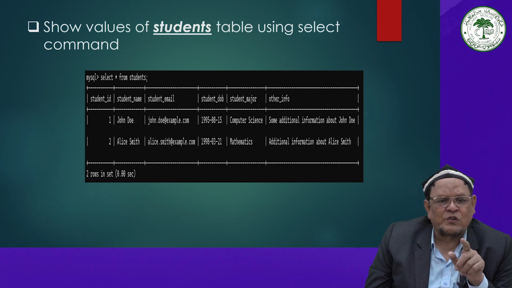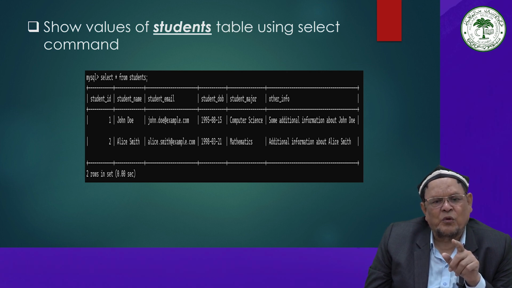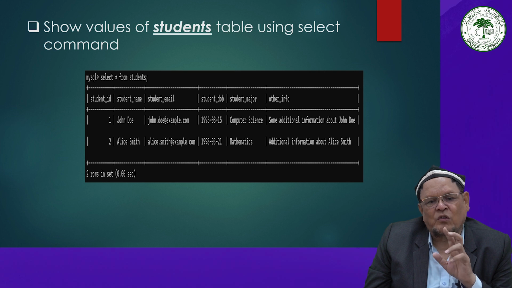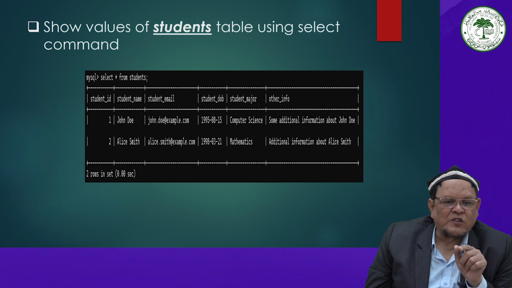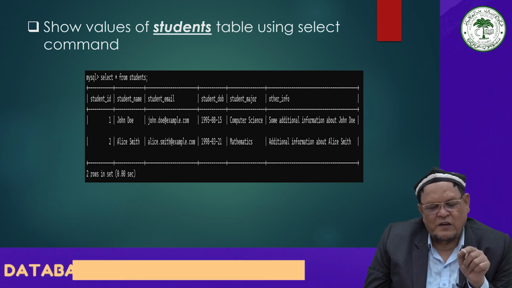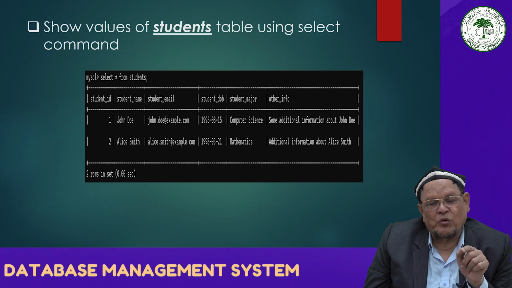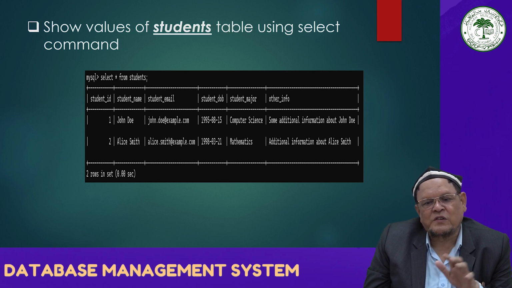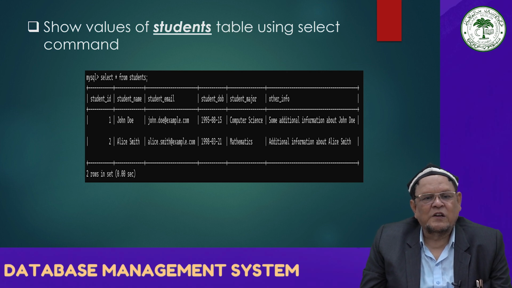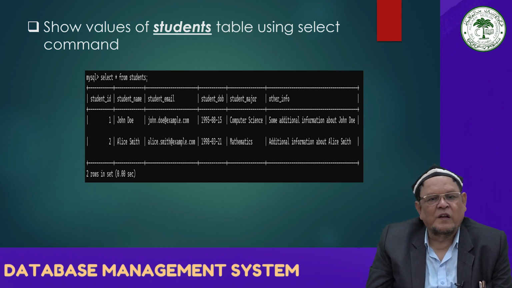The first record will be John Dew, @example.com, 15 August 1995. The major is computer science, with some additional information about John Dew. The second student ID is Alice Smith, @example.com, 21st March 1998, Mathematics, additional information about Alice Smith added. It means 2 rows have been added. In this way, we are able to see the records we have added.